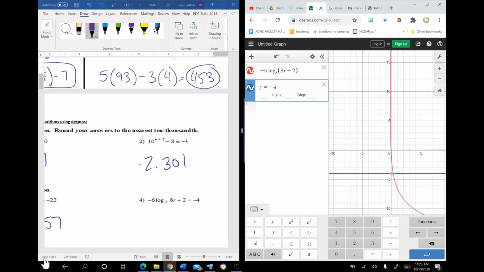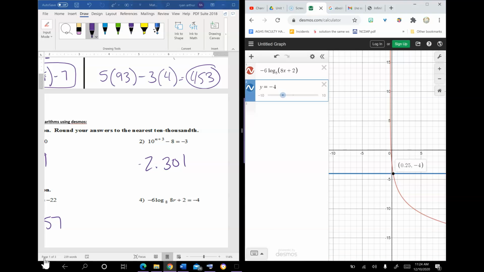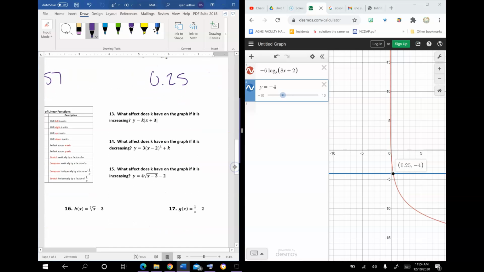If your stuff won't graph for you, first try y equals. And if y equals doesn't work, then set it equal to 0, and that might work too. Okay? All right. So right here's my intersection, and so it's going to be 0.25. Okay? All right. Next part is some graphs.